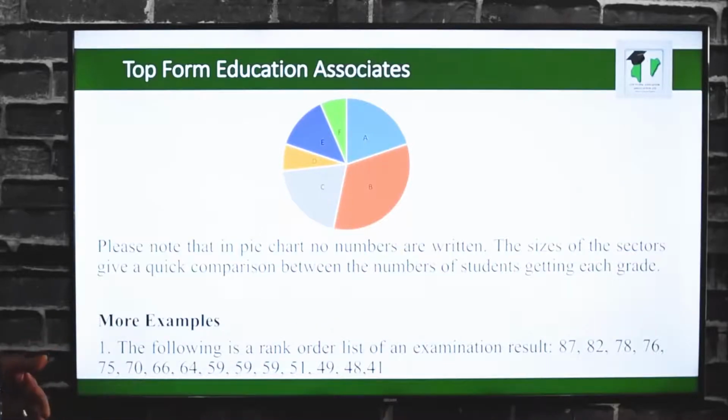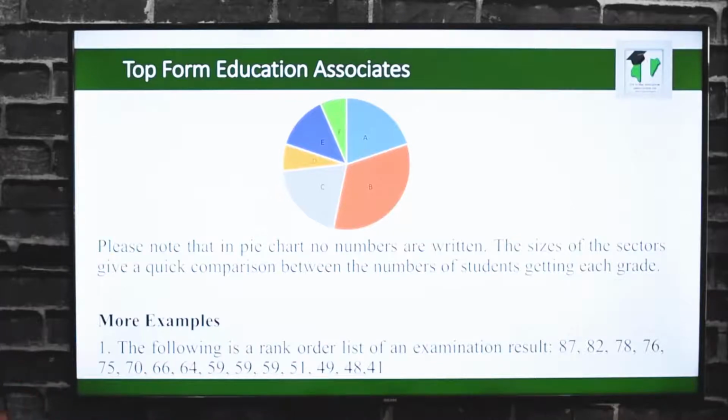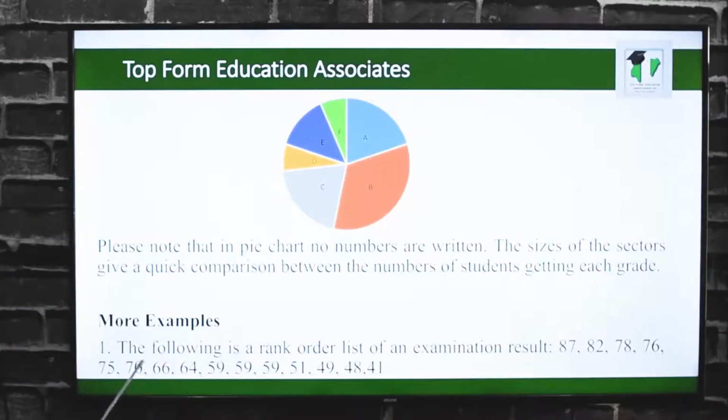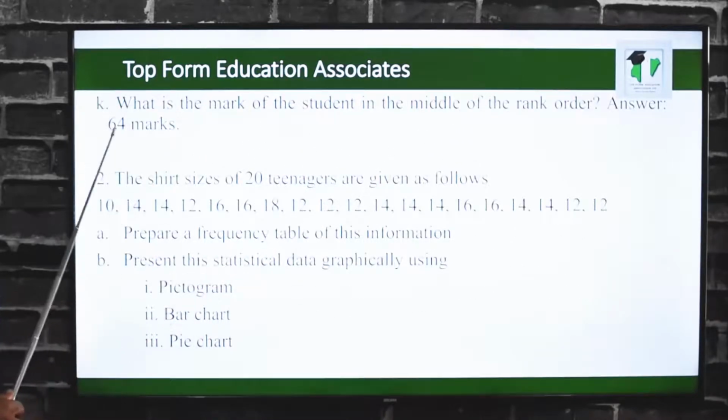Middle should be half the score that divided the set into 2, and that would be if they are 15, we'll have 7 here, we'll have 7 the other side. 1, 2, 3, 4, 5, 6, 7. We have here 1, 2, 3, 4, 5, 6, 7. So at the middle we have 64. What is the mark of the student in the middle of the rank order? The answer is 64 marks.